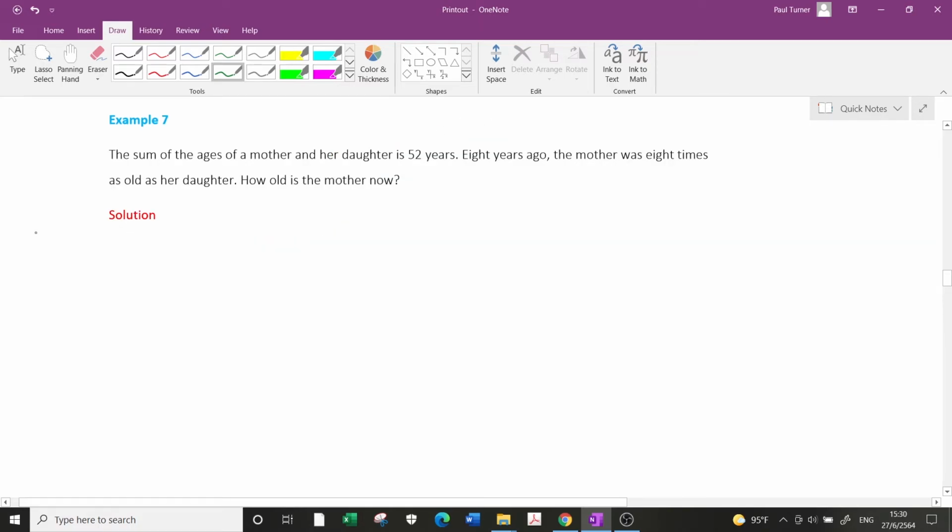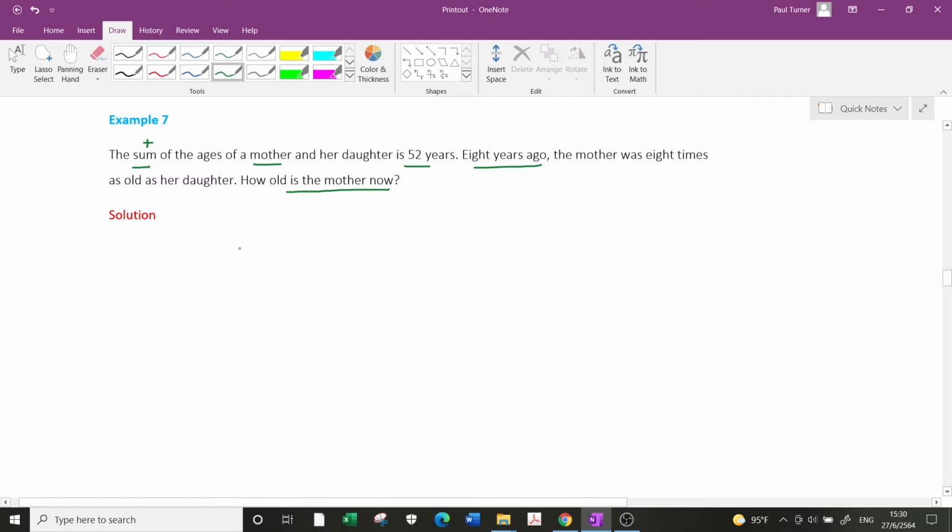In example 7, we're dealing with the ages of mothers and daughters. Okay, so let's have a look. We've got the sum, so addition, the sum of the ages of a mother and her daughter is 52 years. 8 years ago, in the past, the mother was 8 times as old as her daughter. How old is the mother now?